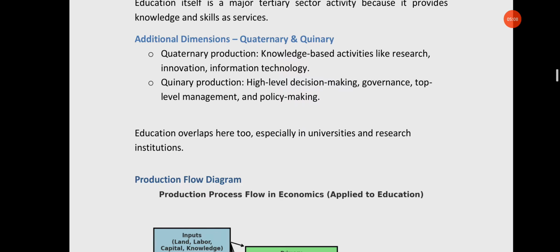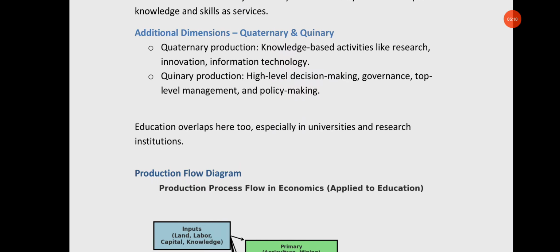Additional dimensions: quaternary and quinary. Quaternary production is knowledge-based activities like research, innovation, information technology. And quinary production is high-level decision making like governance, top-level management, and policy making. Education overlaps here too, especially in university and research institutions.